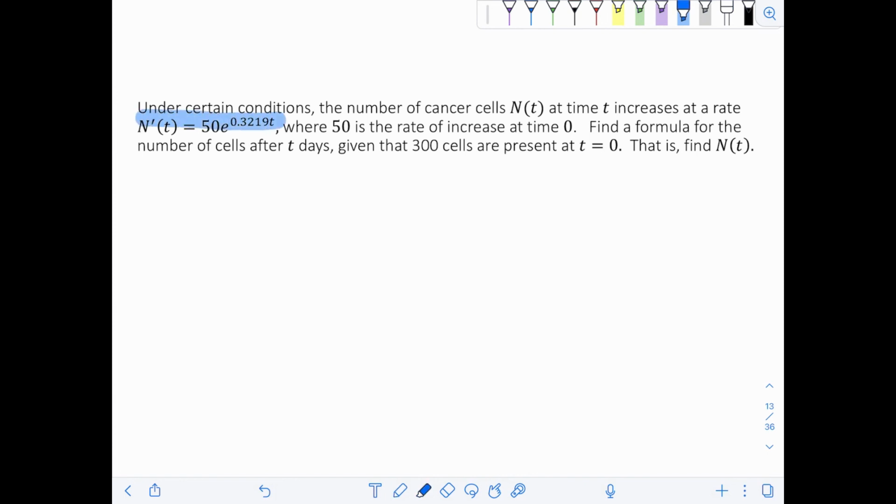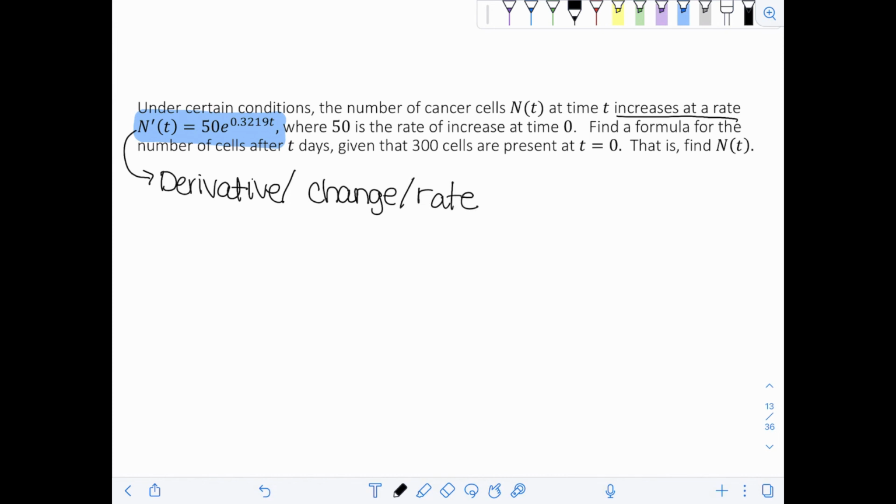First, I just want to note that we are given an equation, but the equation we're given is for the derivative. And remember, a derivative tells us how things are changing. That's why it's saying that they're increasing at a rate of this. So this is telling us the rate at which the cells are increasing, which is another indication that we're talking about a derivative.